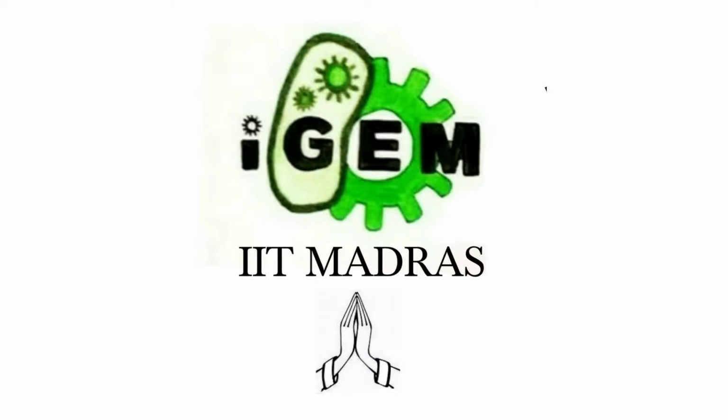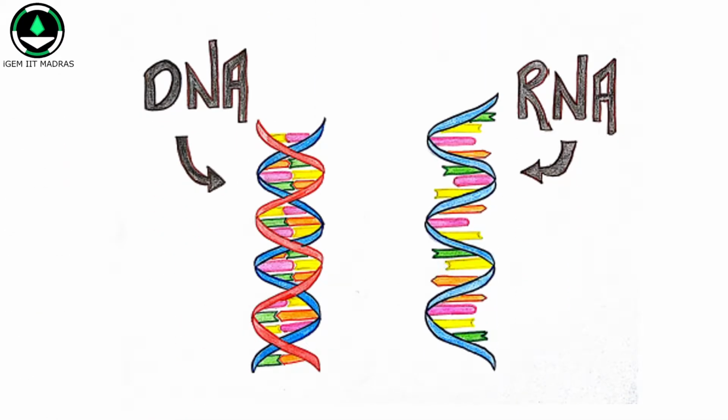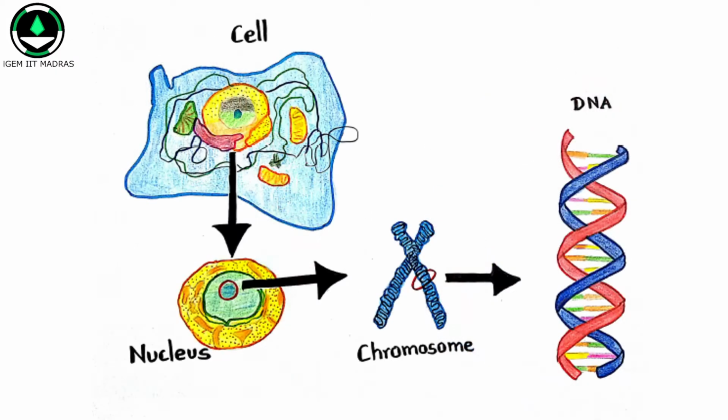Hello everyone. In the last few videos, we learned about the basic structures of macromolecules in the living system. DNA and RNA are the two types of nucleic acids in living systems, named so because they are acidic and are found in the nucleus of the cell.